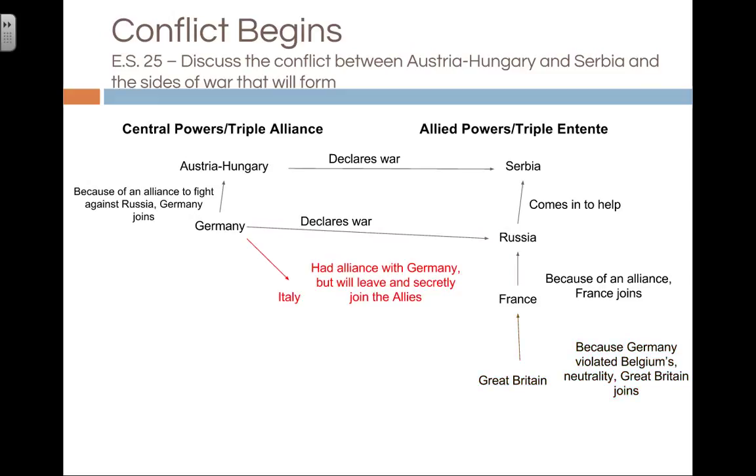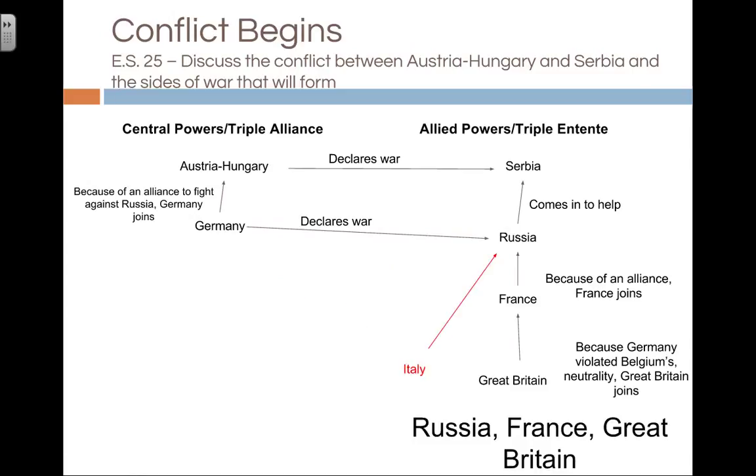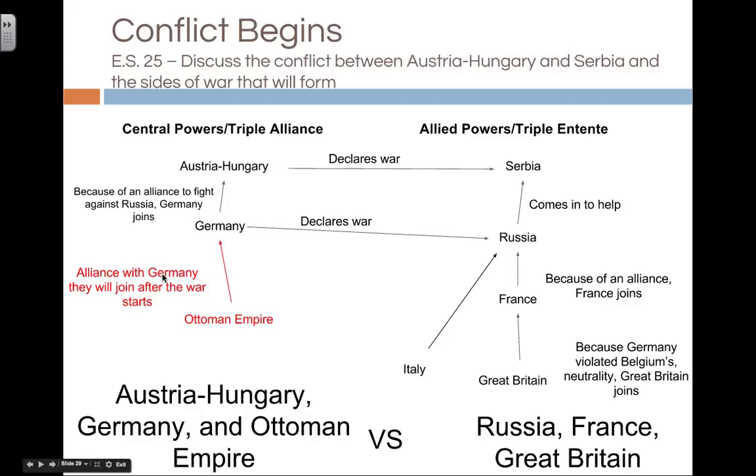All the while, here we have Italy. Italy is our third country of our Triple Alliance. So Austria-Hungary, Germany, and Italy all form the Triple Alliance. Now, they had an alliance, but Italy will secretly leave and join the Allied powers. So this is why we no longer call it the Triple Entente. We call it the Allied powers because now we've added Italy. So our main players here are Russia, France, Great Britain, and even Italy. Now the Ottoman Empire is going to join on the Central Powers side because of an alliance with Germany. Okay? So there's your two sides to war.